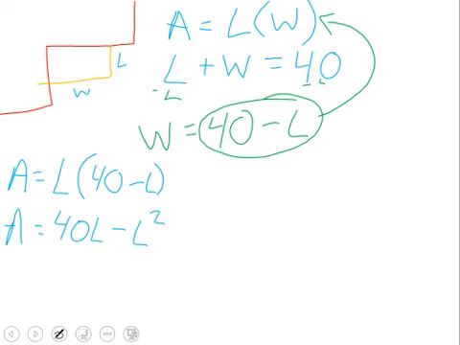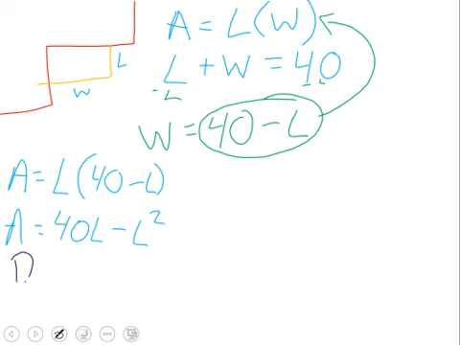Now if you know what that graph looks like, it is a parabola that's opening downward, which means we have a maximum occurring. And what we want to do is find that maximum. So first, let's see if we can find our domain and range. So there's our formula. That's the first part that we were looking for. So now let's do our domain and range.